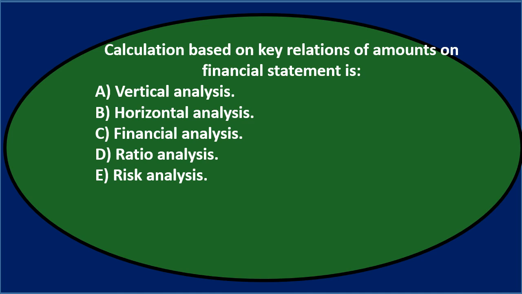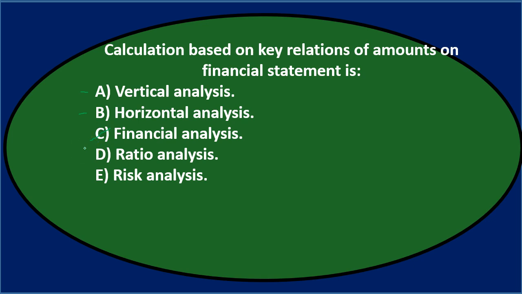Calculation based on key relations of amounts on financial statement is either A, vertical analysis. That sounds familiar as one of our things that we do. B says horizontal analysis, also sounds familiar, so I'll keep that. C says financial analysis. Now again, that's a little too broad. Financial analysis would include vertical, horizontal, ratio possibly, so it doesn't seem that that's going to be one of our components or tools. That might be a broader term, so I'm going to cross that out.